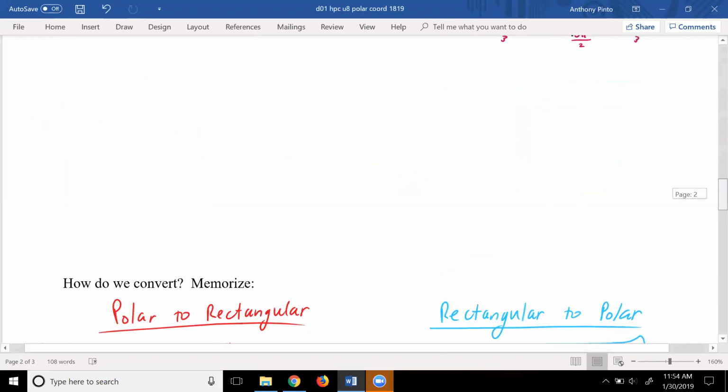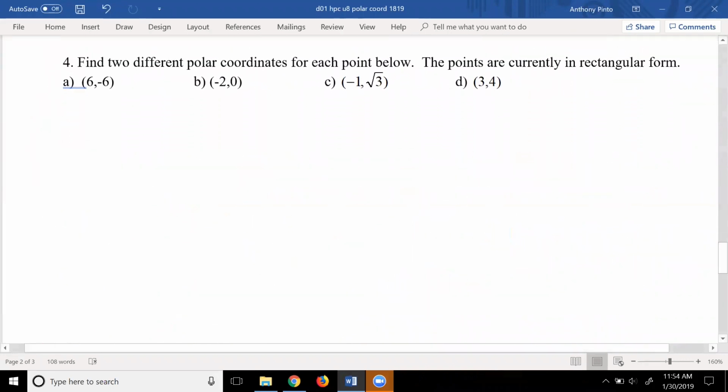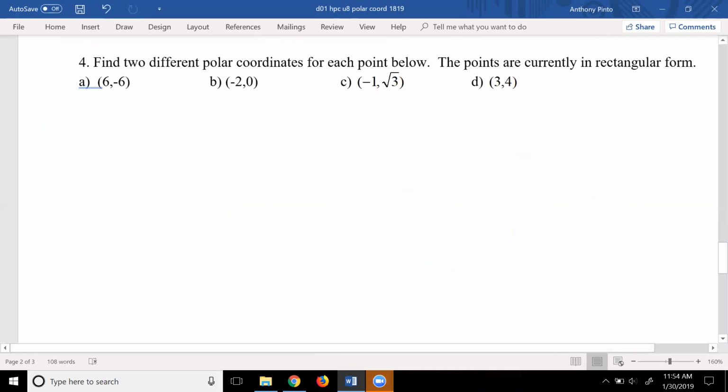The last thing I want us to do together are a few problems. So this asks us to find two different polar coordinates for each point below. The points are currently in rectangular form. So basically what we're doing is converting from rectangular to polar form. As I said on the last page, always draw your picture. So we are at 6, negative 6.